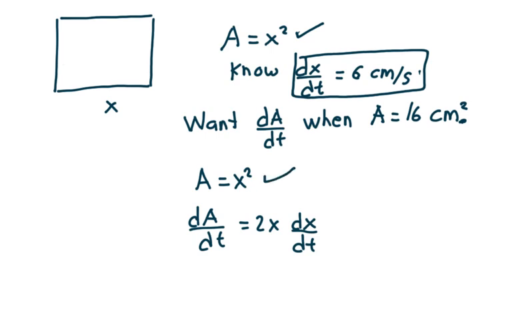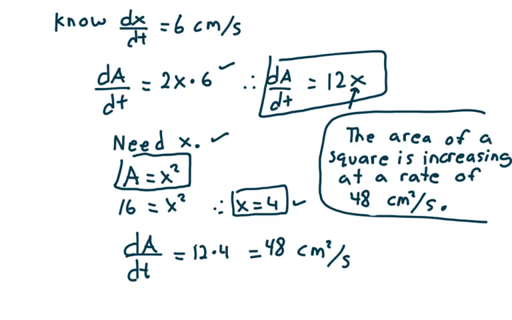So we start with A, which is equal to x squared. Differentiate both sides with respect to t. So dA/dt is equal to 2x dx/dt. That's just chain rule. But we know that dx/dt is 6 centimeters per second, so I need to pop that in. So dA/dt is equal to 2x times 6. And so 6 times 2 is 12, and so dA/dt is equal to 12x.